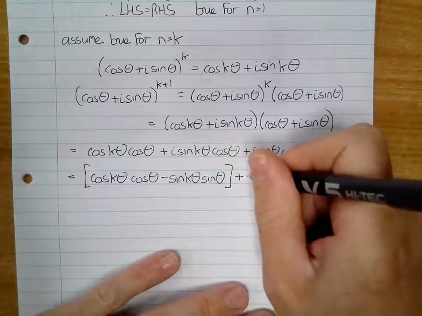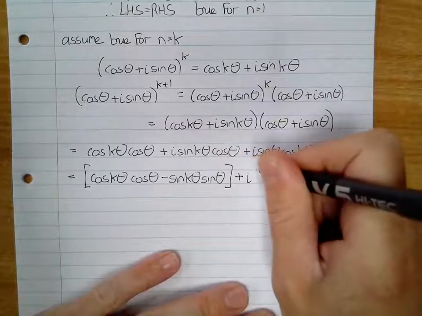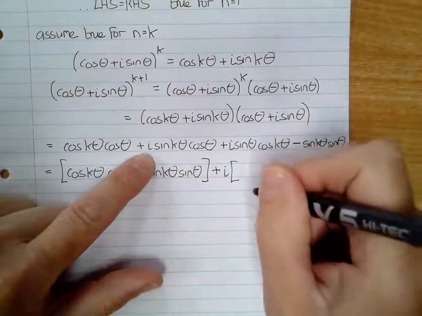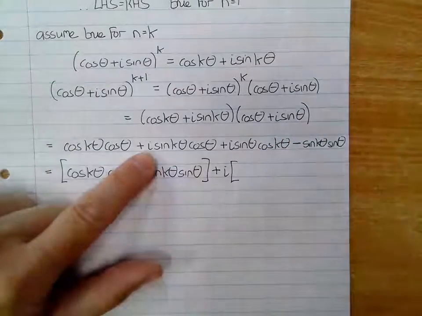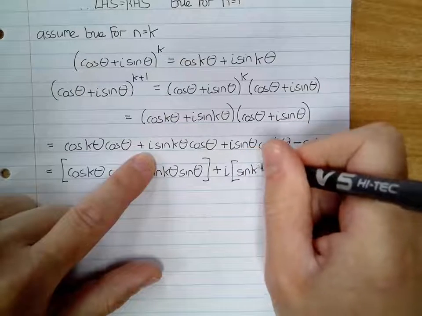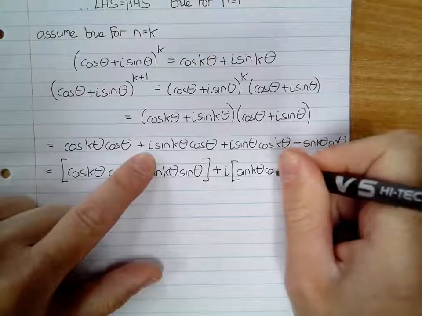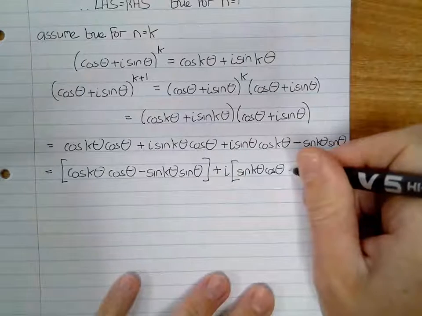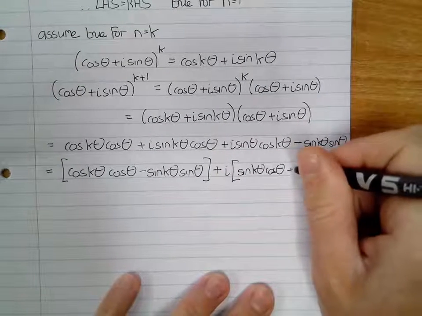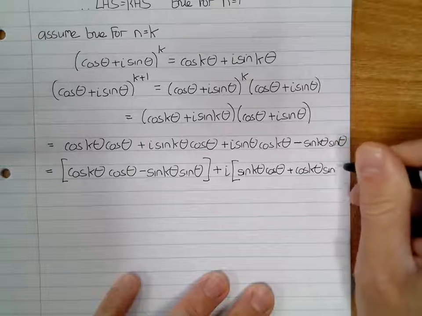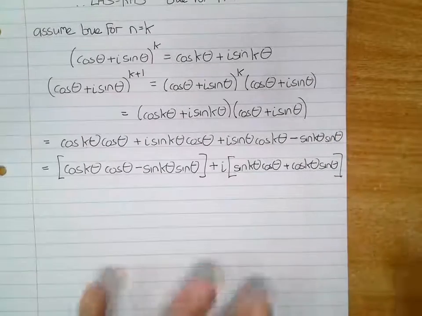And then plus, I'm going to take the i out as a common factor, and then write in a big square bracket here sine k theta cos theta. I'm going to change the order of this. I'm going to put the k theta first, plus cos k theta sine theta, like that.